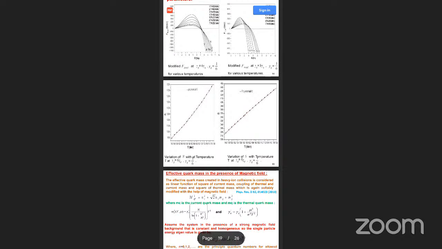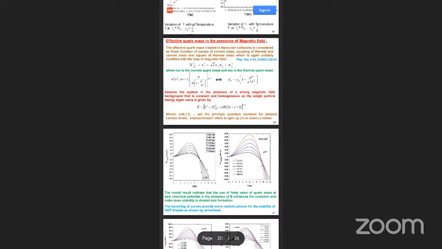Then we have plotted the entropy versus temperature curve, where we found that at some transition temperature of about 160, there is a weak first order phase transition predicted by our model. Then we modified our model with an effective quark mass, which replaces the thermal quark mass by coupling all three mass terms: first the current quark mass, then the coupling of the current quark mass and thermal quark mass, and third the thermal quark mass term.